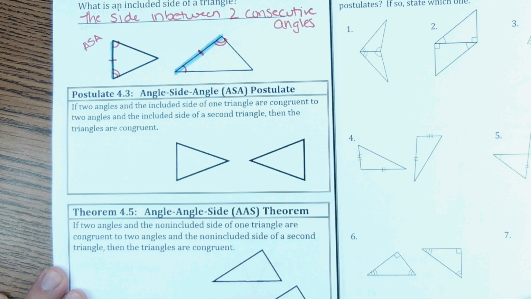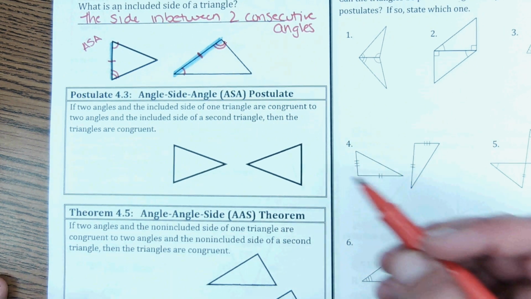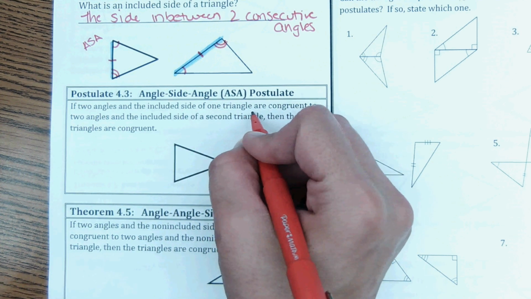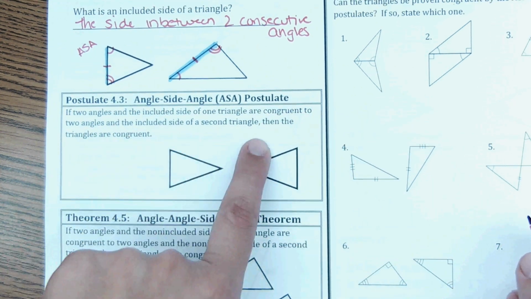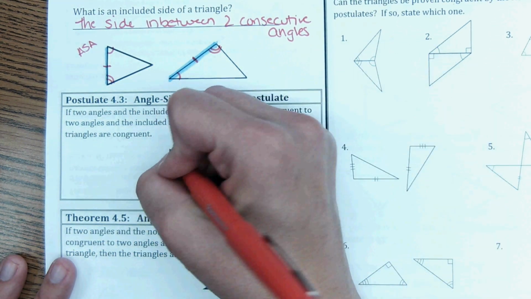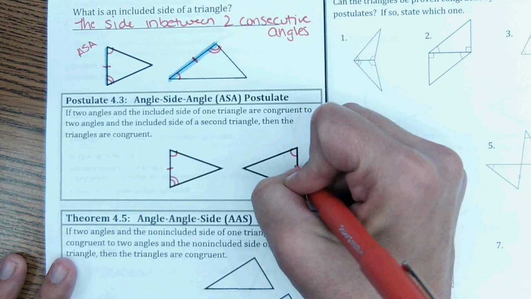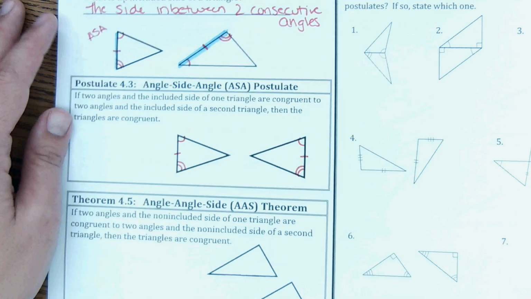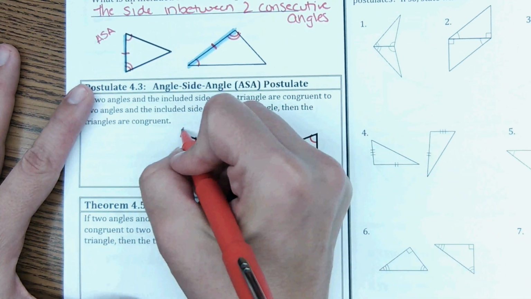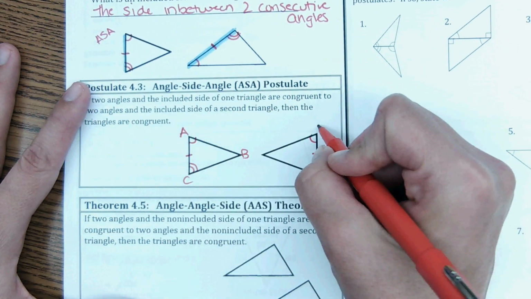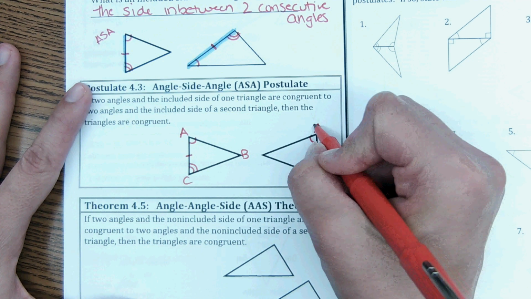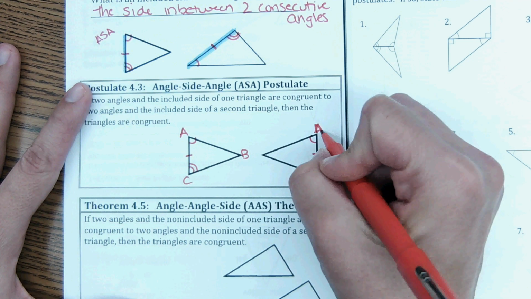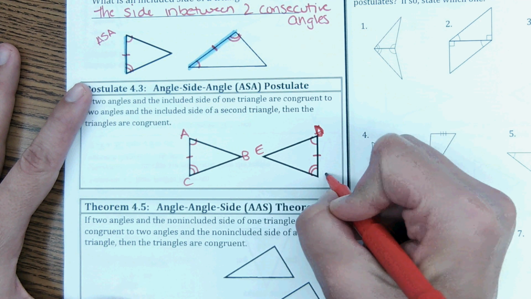Okay, so looking at these postulates, the angle, side, angle postulate says that if two angles and the included side of one triangle are congruent to the two angles and the included side of a second triangle, then the triangles are congruent. So if the angle, side, angle matches angle, side, angle over here, then you can say that these triangles are congruent. So let's say this is A, B, C, and we'll call this D, E, F.